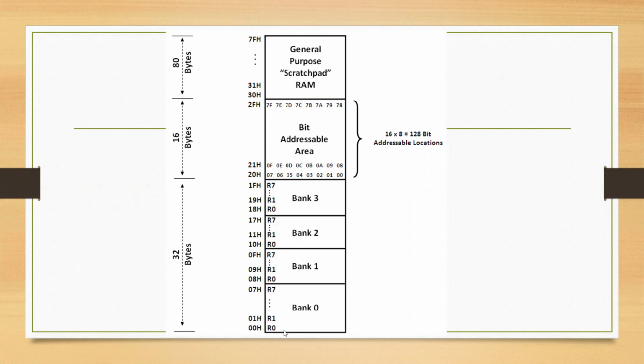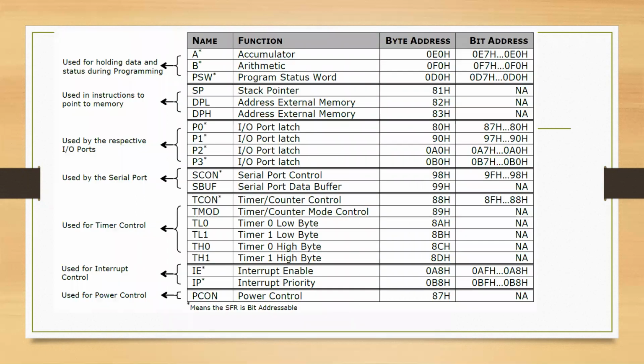The structure of the internal RAM is from 00 hex to 7F hex. In the internal RAM, 16 bytes of locations are bit addressable. That means each bit of this location has a unique, specific address, so we can access each bit of this area with the help of its bit address. Boolean instructions can operate on this bit addressable area and also on the bit addressable special function registers.